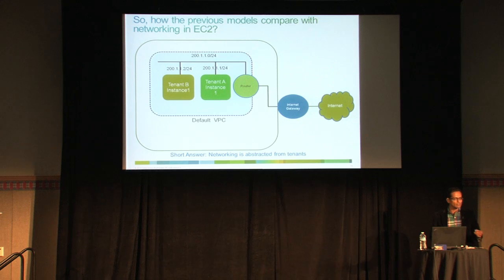That's a model that you have enabled using Quantum and leveraging your physical hardware. So in this case, it's very similar to the default Amazon VPC model, and that's what the tenants will see. And they will appreciate that because it's very similar to what they already know if they have some instances on EC2.